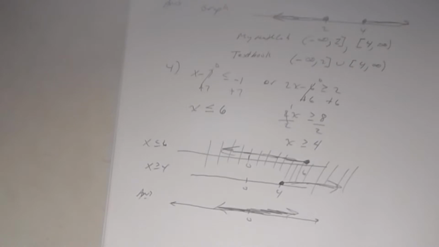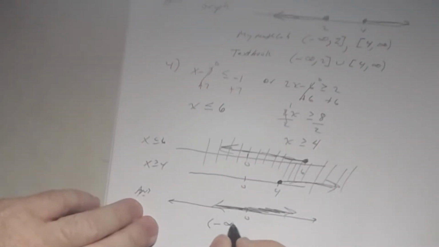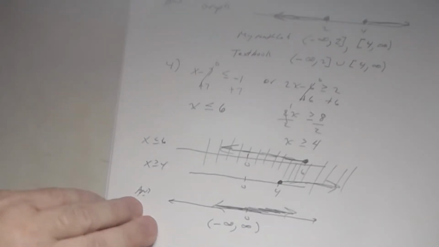Now, what would the interval notation be? Negative infinity to positive infinity. So parentheses, negative infinity, comma, infinity, parentheses. Okay, so that's what we talked about last class period. Then we started talking about compound inequalities.